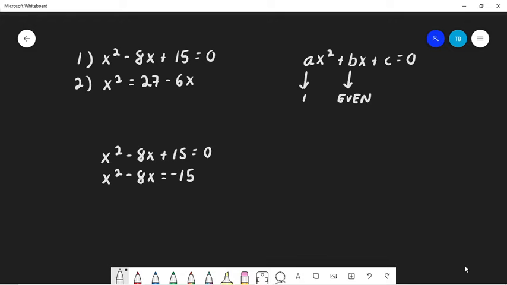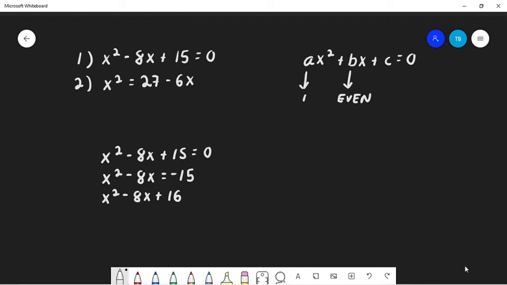So to do that, we look at the coefficient of the linear term. In this case, that would be 8. We divide it by 2, and then we square it. So if we divide 8 by 2, we get 4. If we square it, we get 16. So we're going to add 16 to the left-hand side of the equation. So now we have x squared minus 8x plus 16.